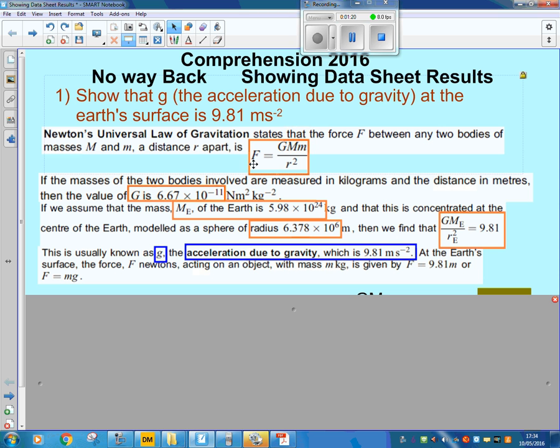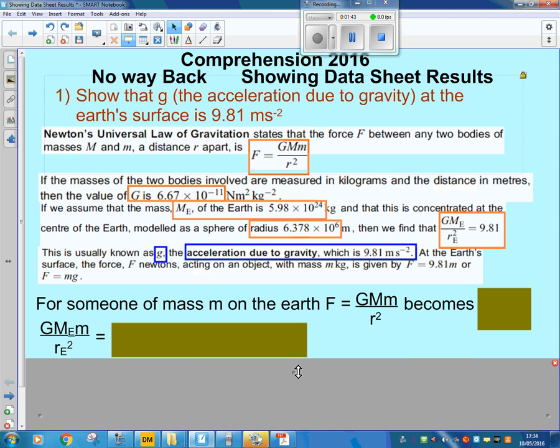And we can do a slight change to Newton's universal law to show that it's referring to the Earth by having M_e referring to the mass of the Earth and r_e as the radius of the Earth. And we're going to show that you get 9.81 as the acceleration that's being provided. So, firstly, for someone of mass m on the Earth, F equals G M m over r squared is going to become G M_e m over r_e squared. So it's like this, but with the m still there, because we're looking at the force at the moment.